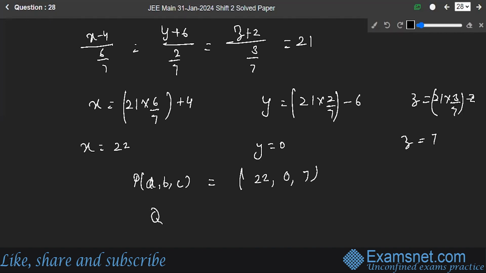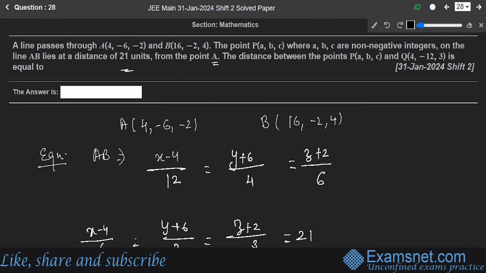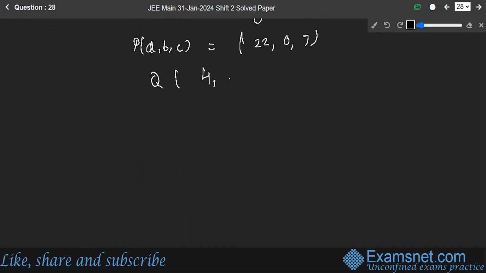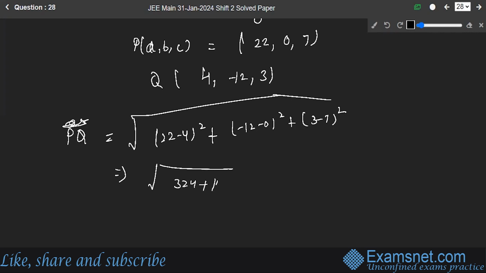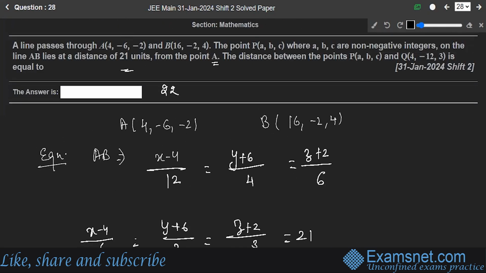And this is your Q point, which was already given to you in the question, which is 4, minus 12 and 3. You have to find out PQ, the PQ vector, PQ only. This is given by root of (22 minus 4) whole square plus (0 minus minus 12) whole square plus (7 minus 3) whole square. So this gives me 18 square, that is 324, 12 square, 144, and this is 16, which gives me 22 as the answer. So this is the answer to the question, 22. Hope you're clear with this. Let's move to the next.